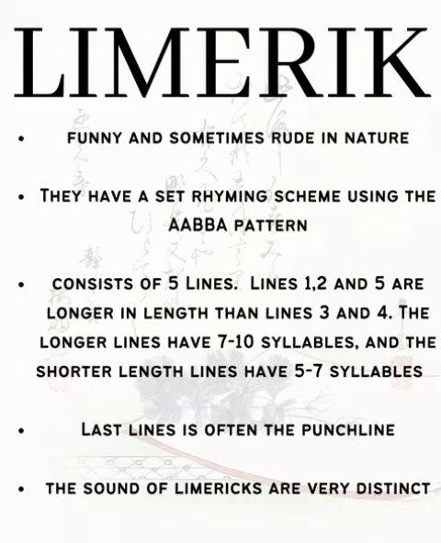A limerick is funny and sometimes rude in nature. They have a set rhyming scheme using the AABBA pattern. It consists of 5 lines. Lines 1, 2, and 5 are longer in length than lines 3 and 4. The longer lines have 7 to 10 syllables, and the shorter lines have 5 to 7 syllables. The last line is often the punchline. The sound of limericks is very distinct.